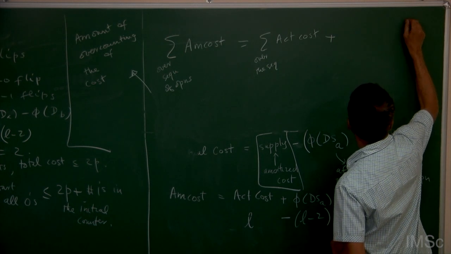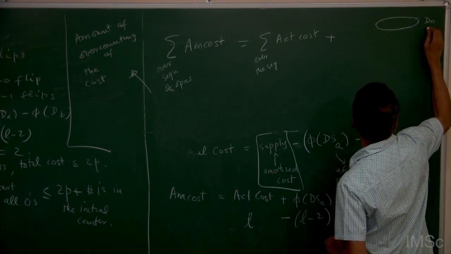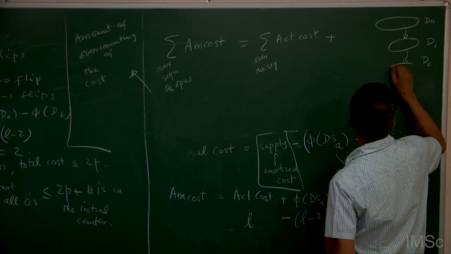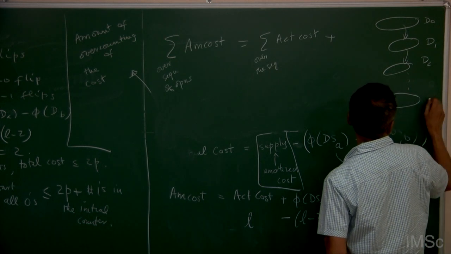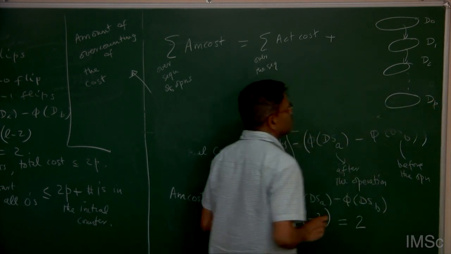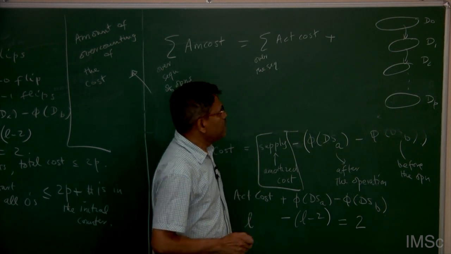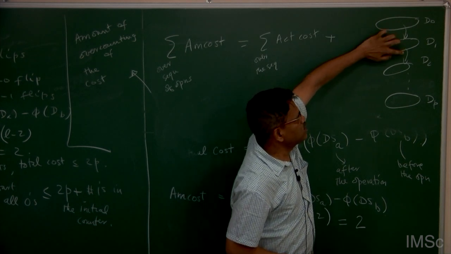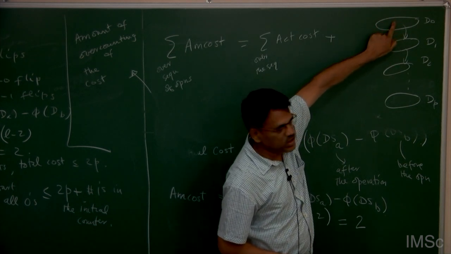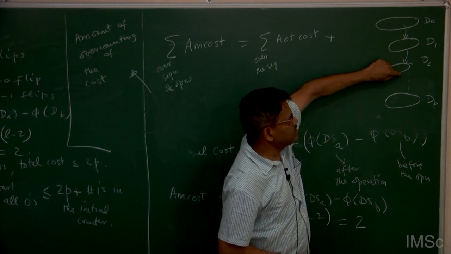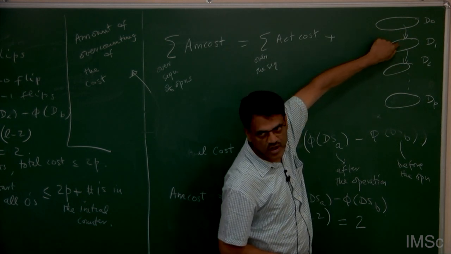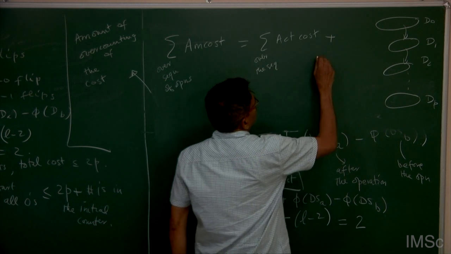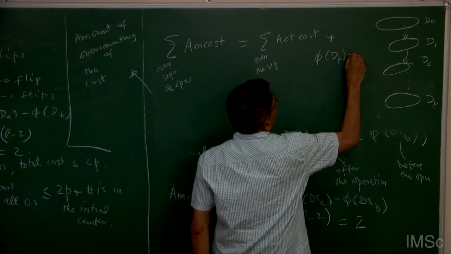Imagine this is my initial configuration of the data structure, D0. The first increment brings it to D1, then D2, and I have DP after doing the P operations. So the amortized cost for this operation is actual cost plus the potential difference, phi of D1 minus phi of D0. The amortized cost of the next is actual cost plus phi of D2 minus phi of D1. There will be some telescopic cancellation, so this will be phi of DP minus phi of D0.